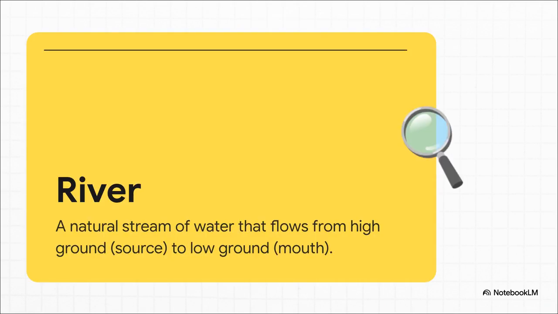Okay, so first, the textbook definition, right? A river is just a stream of water flowing downhill from a source to a mouth. Simple. But that definition, man, it doesn't even begin to capture the sheer power we're talking about. That journey is responsible for carving up entire mountains and creating the very landscapes we live on.